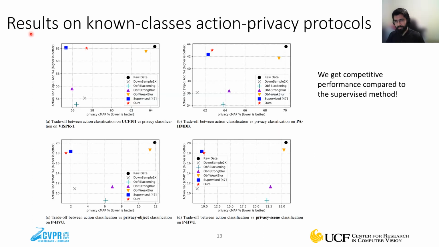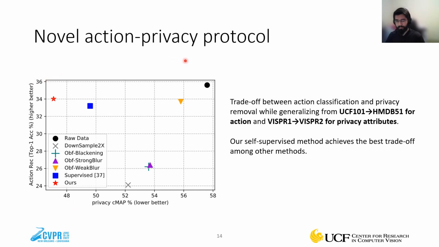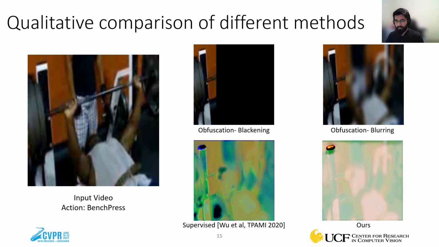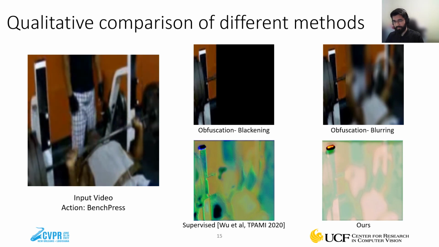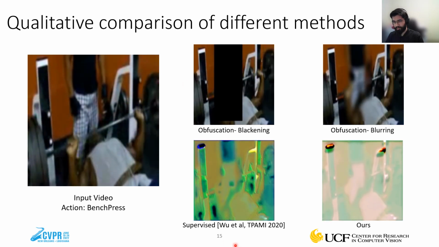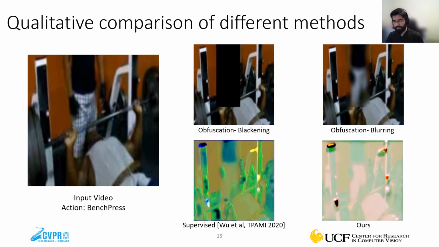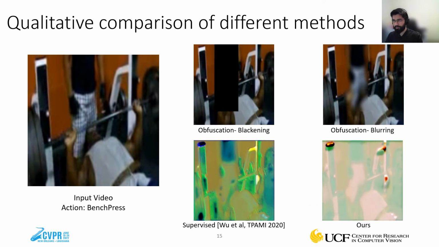First we show results on these known action and privacy protocols on multiple datasets. From these trade-off plots of action and privacy, we can say that our method achieves competitive performance to a supervised method. For the novel action and privacy protocol, our method surpasses the supervised method and achieves state-of-the-art. These are output videos from various methods. We can observe that our method and the supervised method anonymize so well that even the human eye can't really guess the private information correctly.